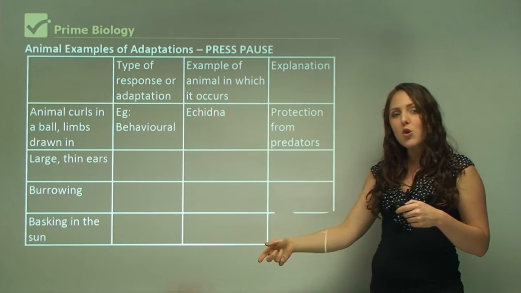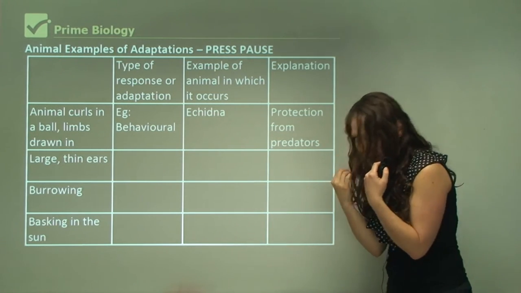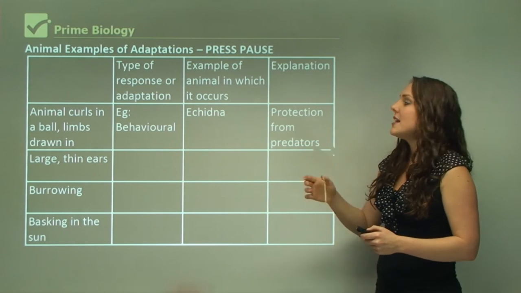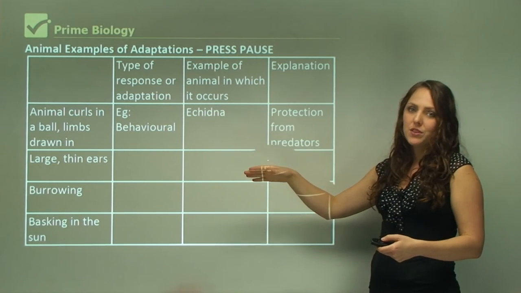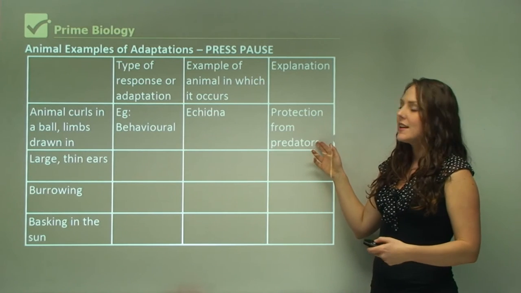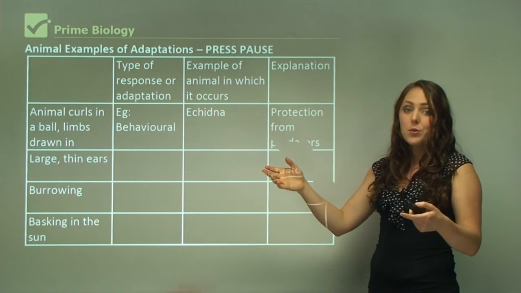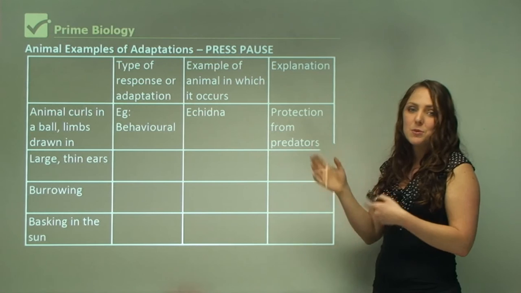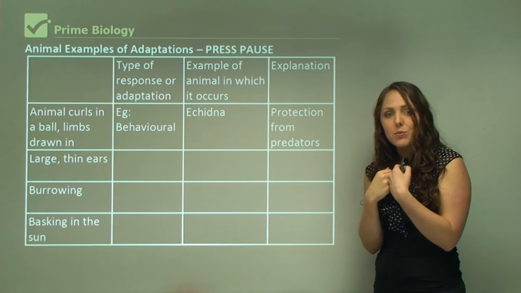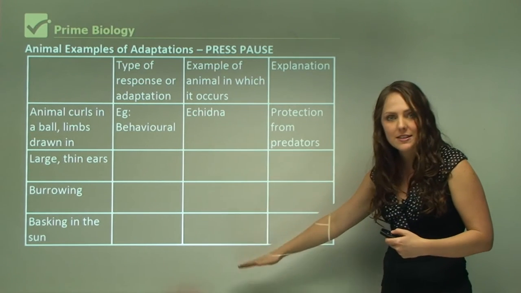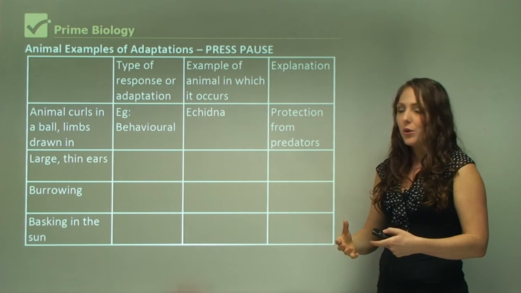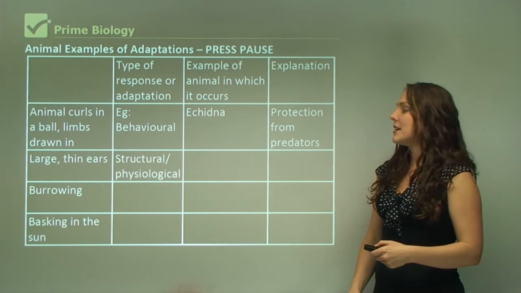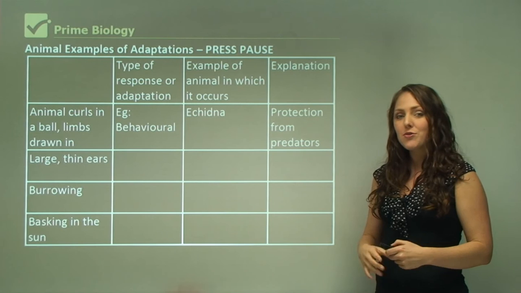So you'll find that if you walk near an echidna, it'll actually draw its limbs in and curl up in a ball. Now, if you chose a cat, for example, for this, it may have a different reason. It's still behavioral for a cat, but it might actually be to conserve energy and to conserve the warmth. So you can choose different examples here, but I'll give my own. So press pause here and have a go yourself.